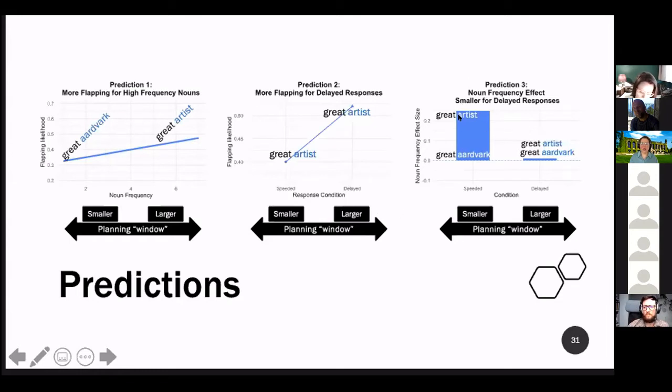So in the speeded condition, we expect there to be a relatively large noun frequency effect because people are being forced to plan incrementally, so they're quite affected by whether the next word is difficult to plan or not. Whereas if people have time to plan in advance, the effect of the noun frequency might be mitigated. So the advantage that a frequent word like artist has over aardvark is mitigated in the delayed condition.